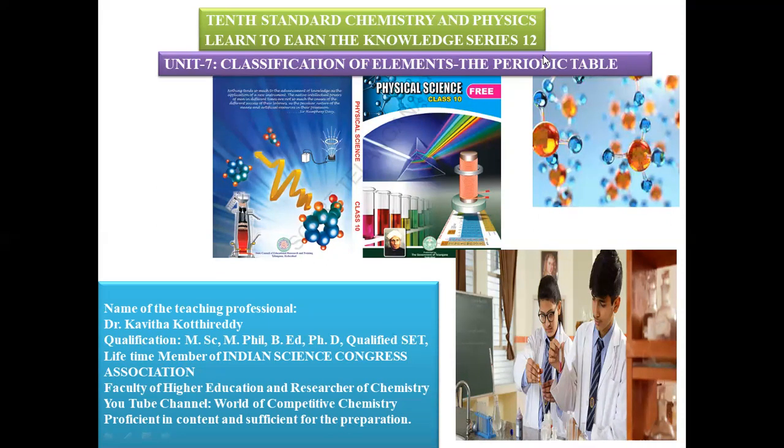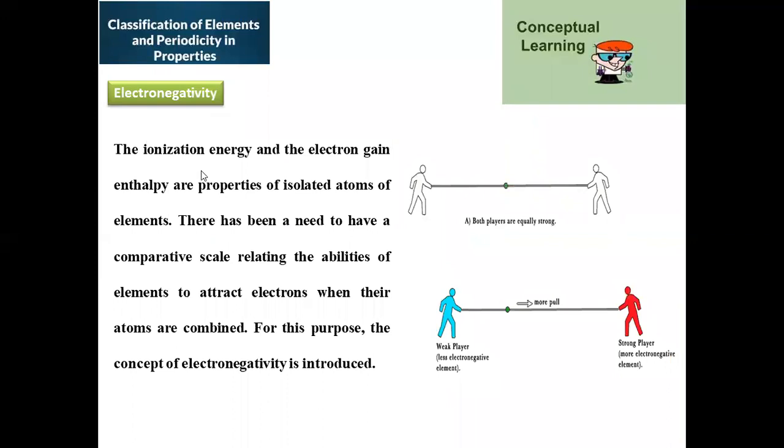Let us enter into our series number 12, electronegativity and its periodic properties. Electronegativity can be somewhat distinct when compared to ionization energy and electron gain enthalpy values. If you go with ionization energy, you have to consider the particular element. Even for electron gain enthalpy, an elemental property is predicted.